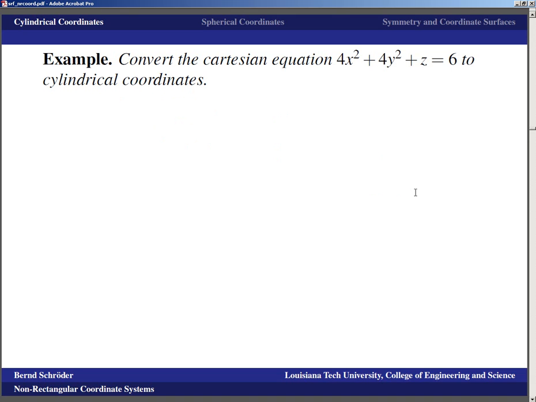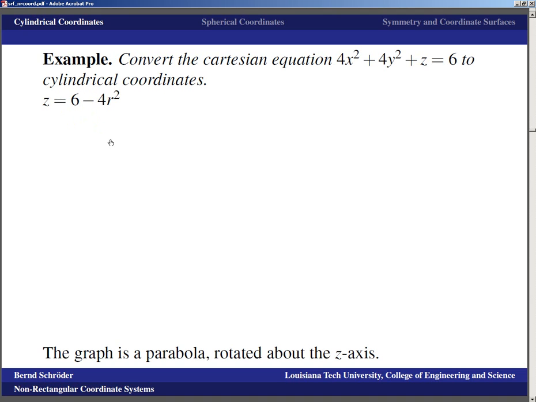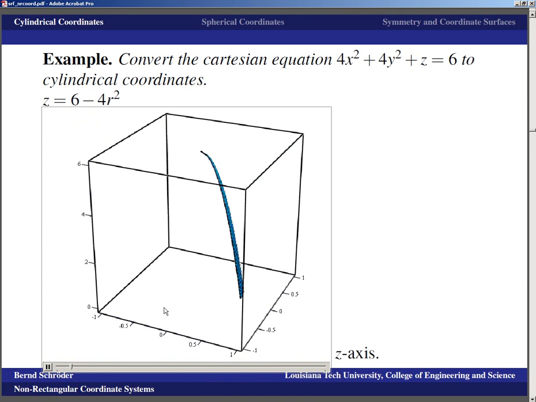What is the advantage of that? Well, the advantage is if I have that z is equal to 6 minus 4r squared, that looks like a parabola that opens downwards, and because r is greater than 0, it's actually just the right half of a parabola. And then I know because there is no theta, it's symmetric in theta, which means it is cylindrically symmetric. So this graph is technically half a parabola rotated about the z-axis.